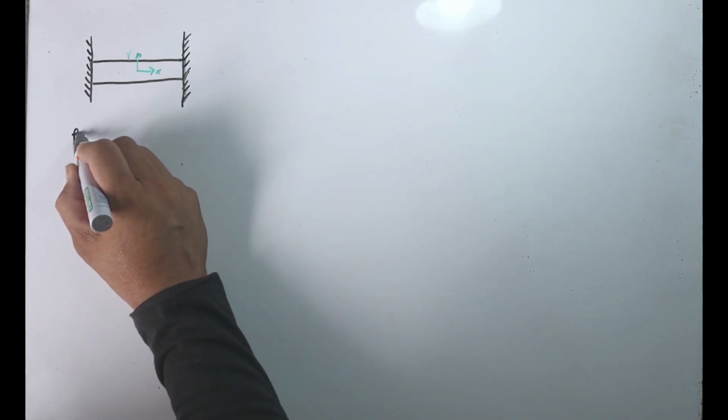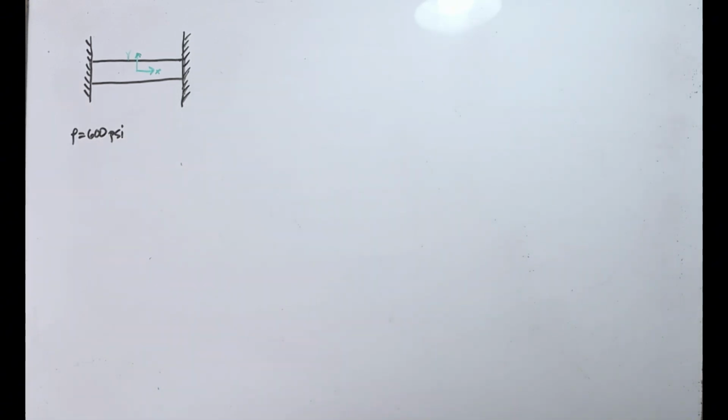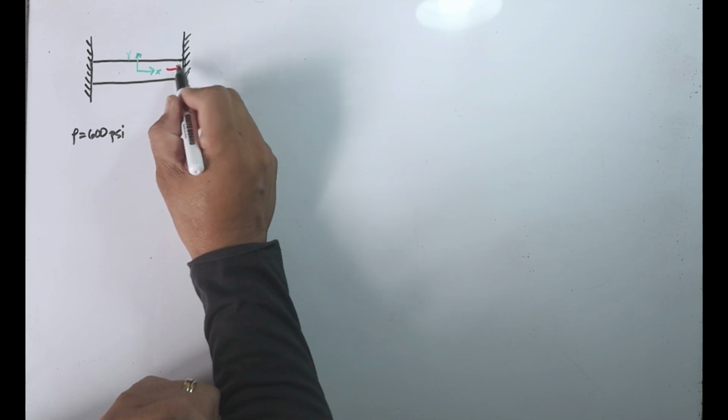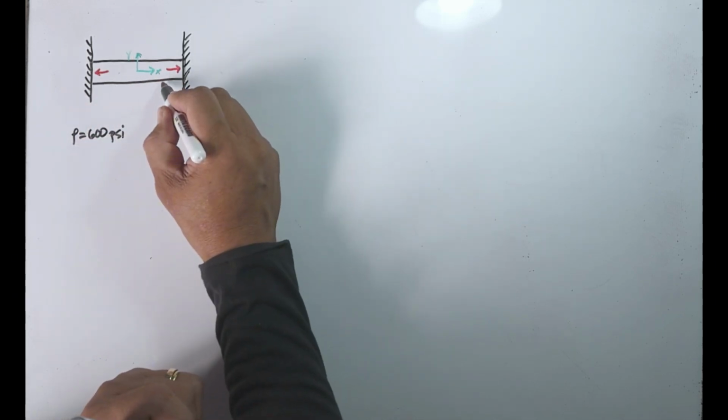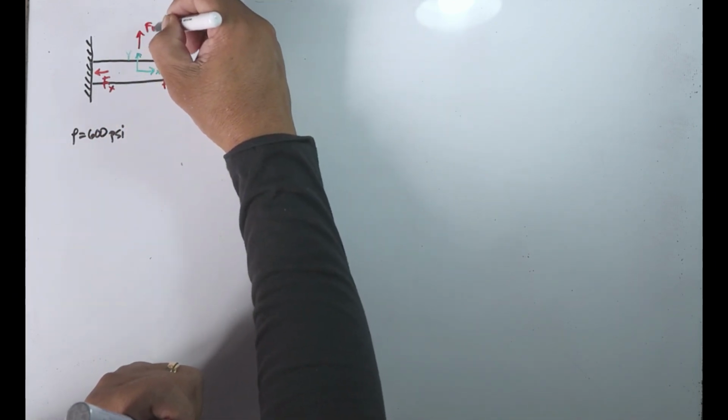Now, according to the problem, there's a pressure of 600 psi and we're asked for the longitudinal and tangential stress developed due to this 600 psi pressure. Now, because the walls are rigid, again, it will not allow any deformation, in this case, elongation along x. So we will have bursting force Fx and in this direction Fy.